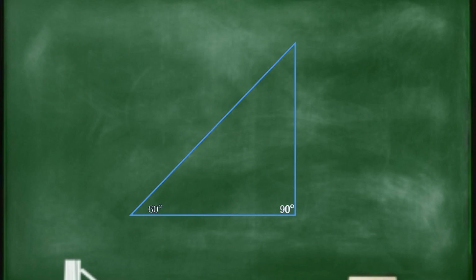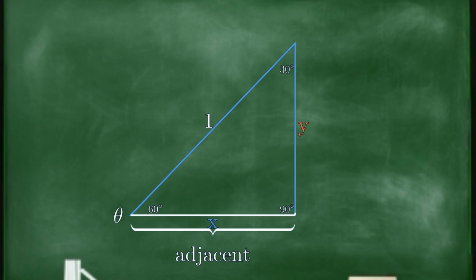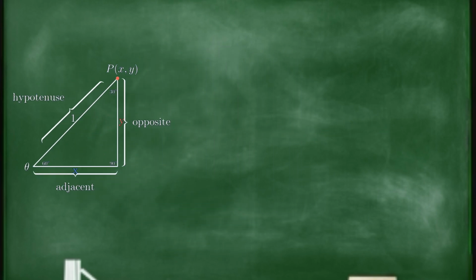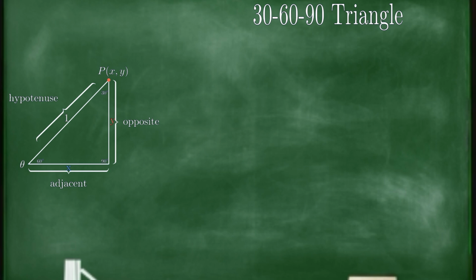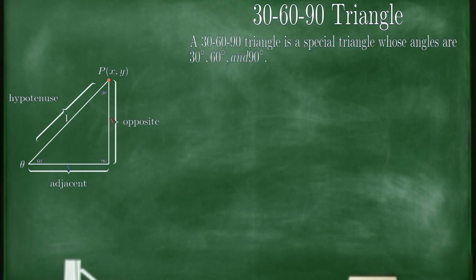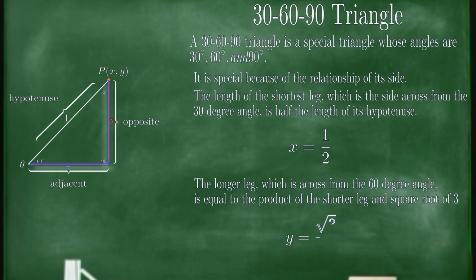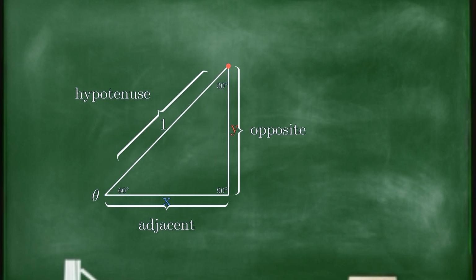So this is 60, 90, and 30°. So again, this is just a 30, 60, 90 triangle. But in this case, our x becomes the shortest leg. Our y becomes the longer leg. So in this case, all we have to do is simply interchange the value of our x and y in our previous discussion. So our x becomes 1/2 and our y becomes the square root of 3 over 2. Easy, right?